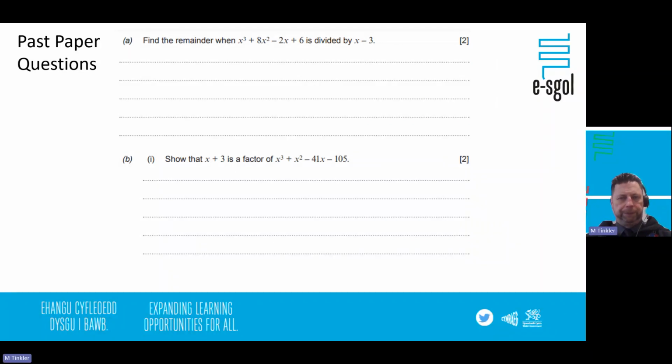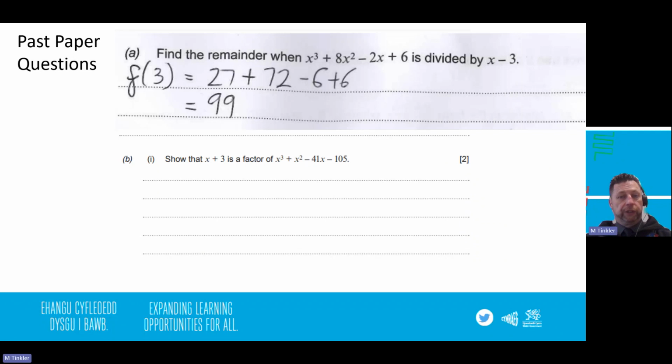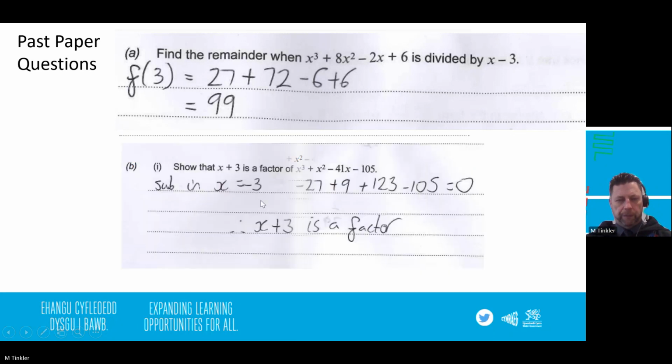Right, so I'm going to sub in 3. It gives me 99. And the next one, show that x plus 3. Again, I've said earlier, I might start with brackets to make sure I'm subbing in the right number. I'm going to sub in minus 3. Don't just put equals 0. You've got to show a little bit of work in here, because everyone knows in theory it should be 0. You don't need to put my final line, but I just like to summarize what I've done. Equals 0 is the key bit. We're showing some work in.